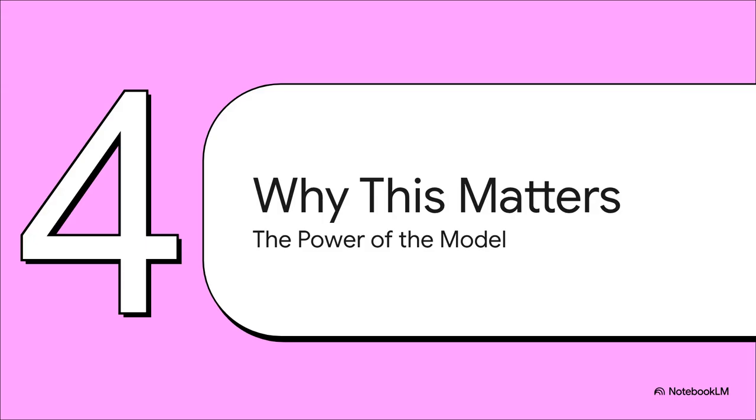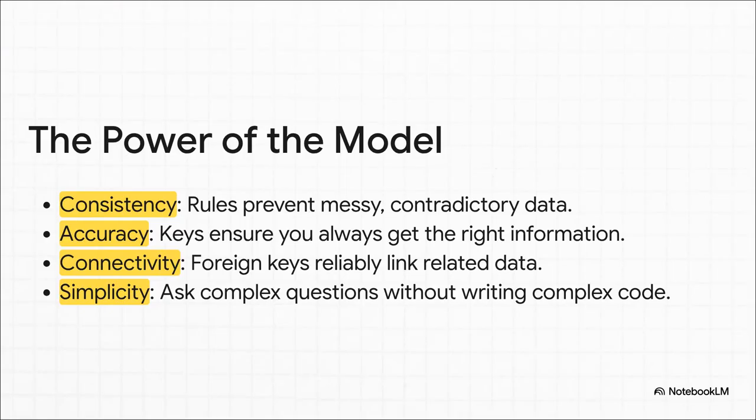So let's just pull this all together for a second. We've got tables with strict rules, we've got unique IDs called primary keys, and we've got these bridges called foreign keys. So why have this simple structure been the bedrock of data management for over 50 years? Well, the power is in the guarantees it gives you. You get consistency because all those rules prevent garbage data from ever getting into your system. You get accuracy because those primary keys make sure you are always looking at the right record. You get connectivity, which lets you build this rich, interconnected web of information. And you get simplicity because you can ask for exactly what you need without having to be some kind of master programmer.